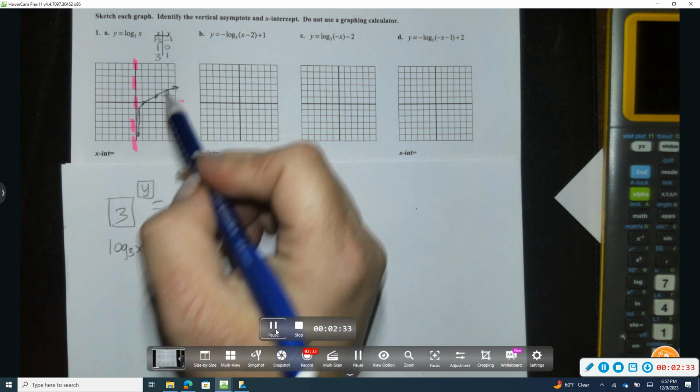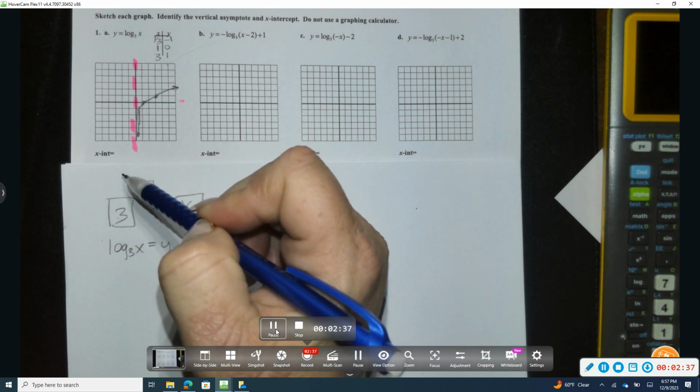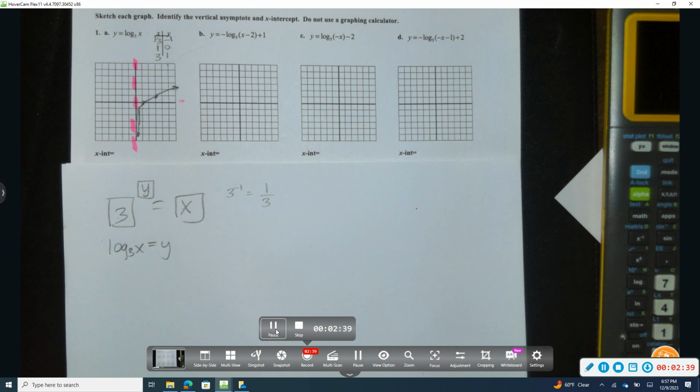All right, I've graphed those 3 points. We can see as it moves to the left, it's getting closer and closer to this vertical asymptote, but it will never touch or cross it. And as it moves to the right, it is gradually going up. Now, how can I use this parent function as I look at the option B?